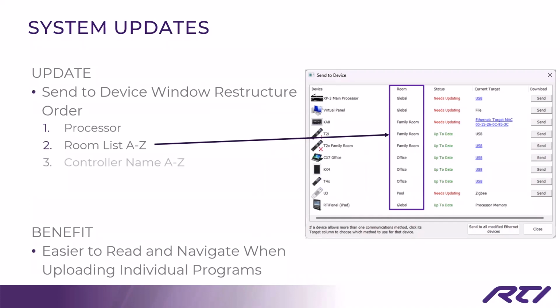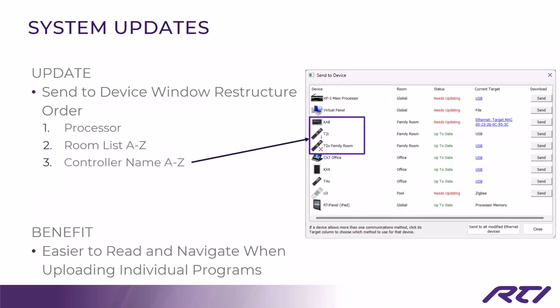Within those rooms, we then classify it under the controller names A to Z. So again, the room list is going to be global on top, and then A to Z room list, and then the controller names within those rooms will be listed A to Z. So you may want to make sure to name those controllers. You can leave them as KA8s, but you more than likely have gotten into the habit of naming those controllers for what they are and where they are.